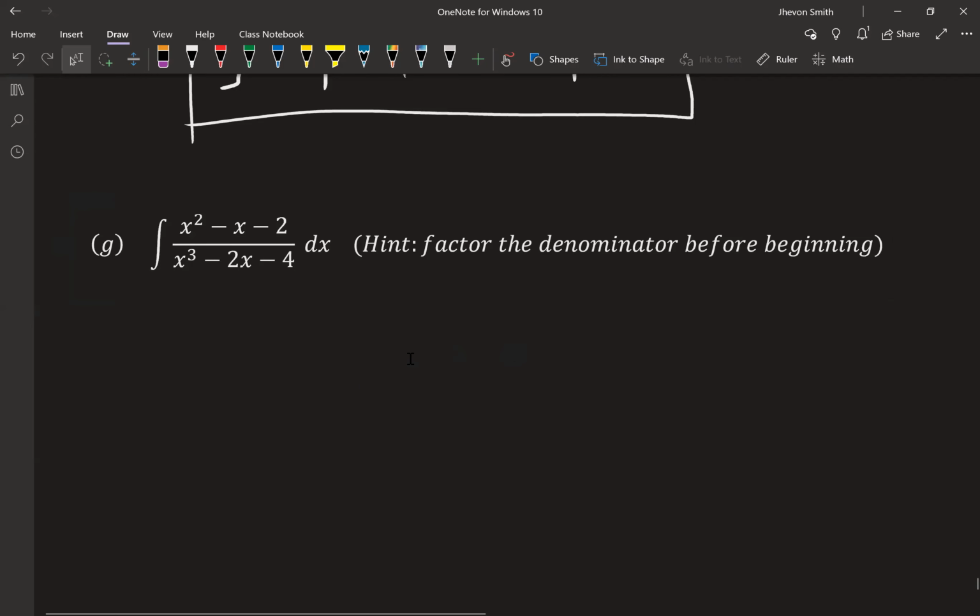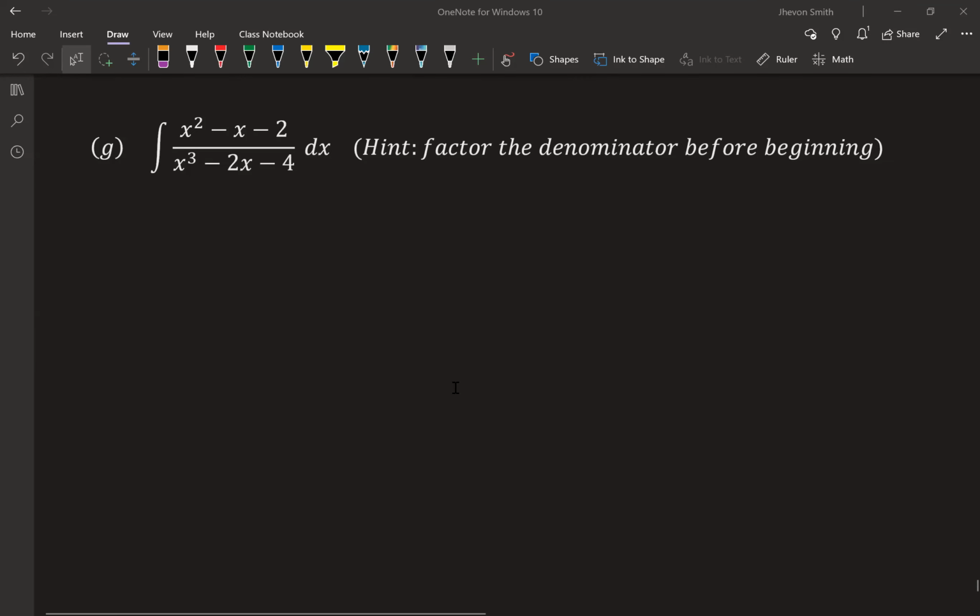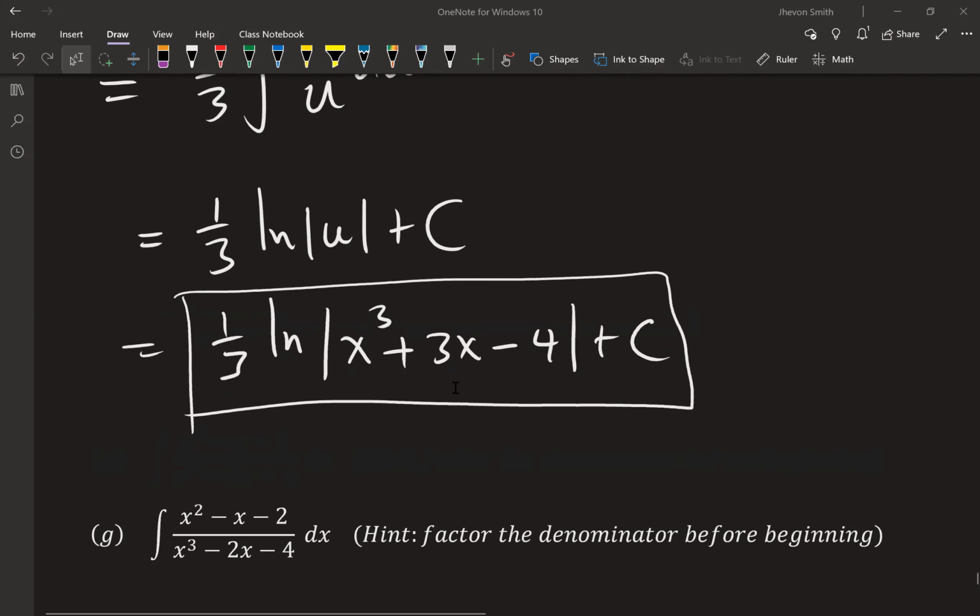Okay, here's a hint: factor the denominator before beginning. So this actually goes back to something that I want to make sure you guys remember how to do. Let's actually talk about that. How do you factor x cubed minus 2x minus 4? Throwing it back to algebra class or pre-calc class, wherever you would have learned this. Did anyone figure out how to factor that guy?